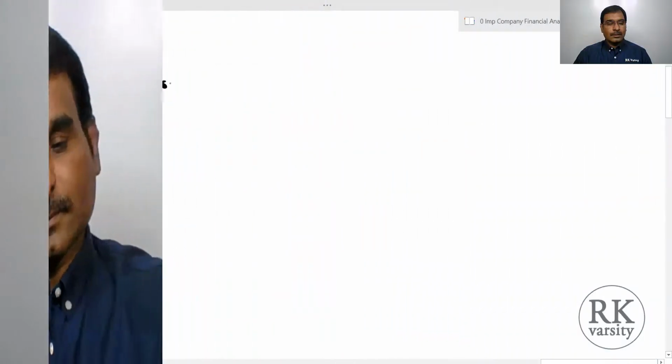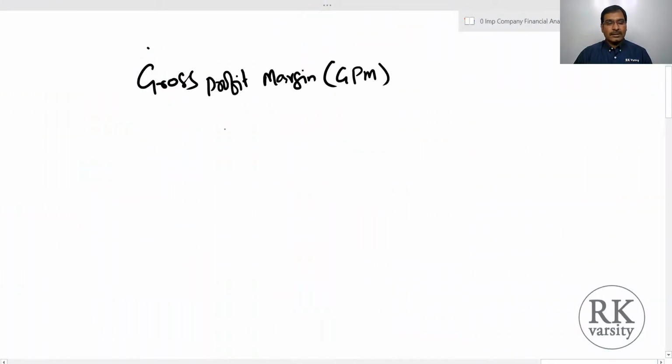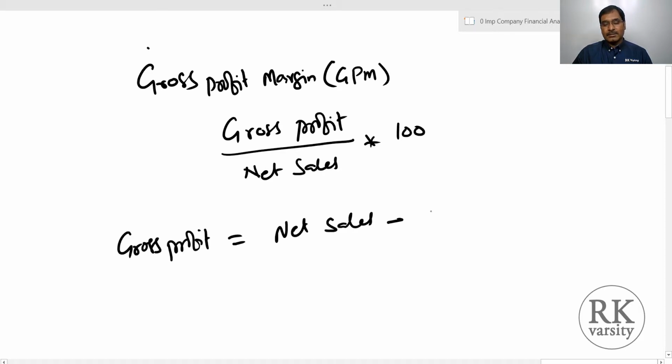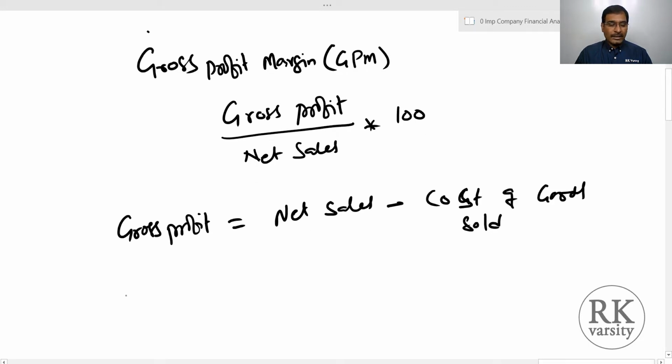margin. The gross profit margin is calculated as gross profit upon net sales times 100. So here your gross profit equals net sales minus cost of goods sold. Now, how do you calculate cost of goods sold, denoted as COGS? This is cost of goods sold.